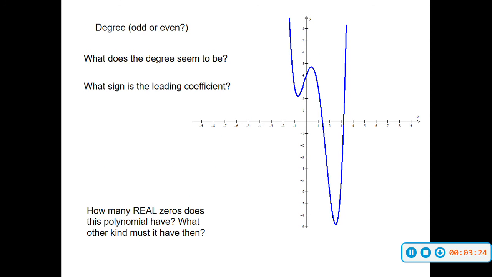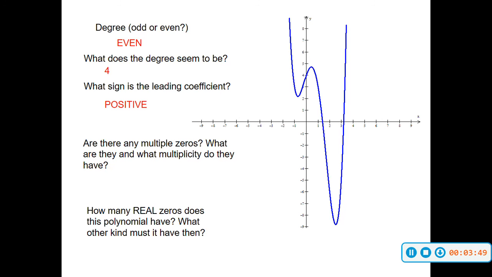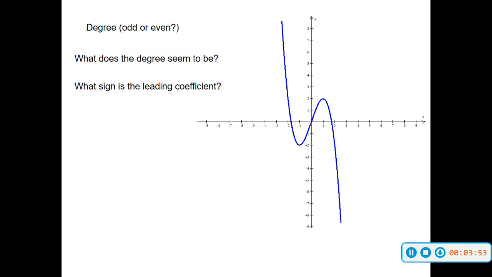Okay, this one, is it odd or even? Even. What degree do you think it is? 4. Leading coefficient, positive or negative? Now, how many real zeros does it have? 2. I should have 4 total zeros. If 2 of them are real, what are the other 2? Imaginary. And then it asks about multiple zeros. Again, we're going to save that for another couple of questions.